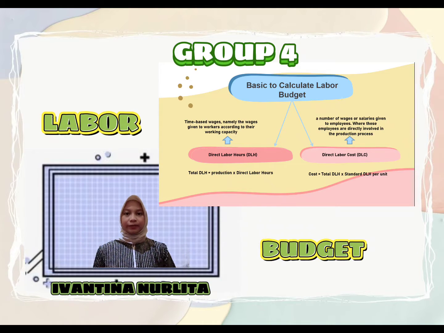Basic to calculate labor budget. For the first, direct labor hours, or DLH. DLH is time-based wage, namely the wage given to workers according to their working capacity. We can calculate total DLH: sum of production times direct labor hours. And the second, direct labor cost, or DLC. DLC is a number of wages or salaries given to employees who are directly involved in the production process. We can calculate total DLC: total DLH times standard wage per DLH.